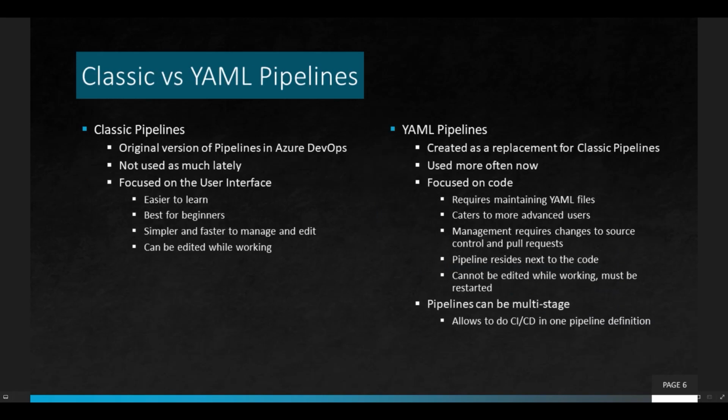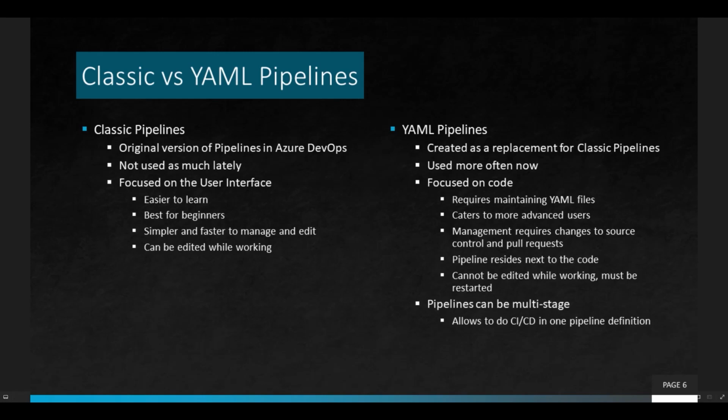Now, we can define pipelines in Azure DevOps in two ways. We can create what is called the classic pipelines, which is how it originated, and we have the YAML pipelines. They have differences that we're going to discuss, but it's good to point out that classic pipelines is the original version of the pipelines in Azure DevOps, and it's not used very often anymore. Now people are using YAML pipelines because YAML pipelines are a replacement for the classic pipelines because it allows you to do GitOps, where your pipeline is also managed through source control.